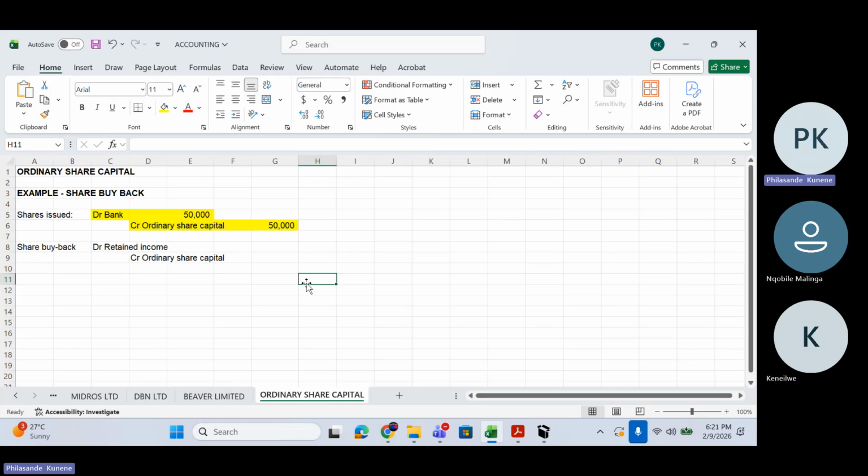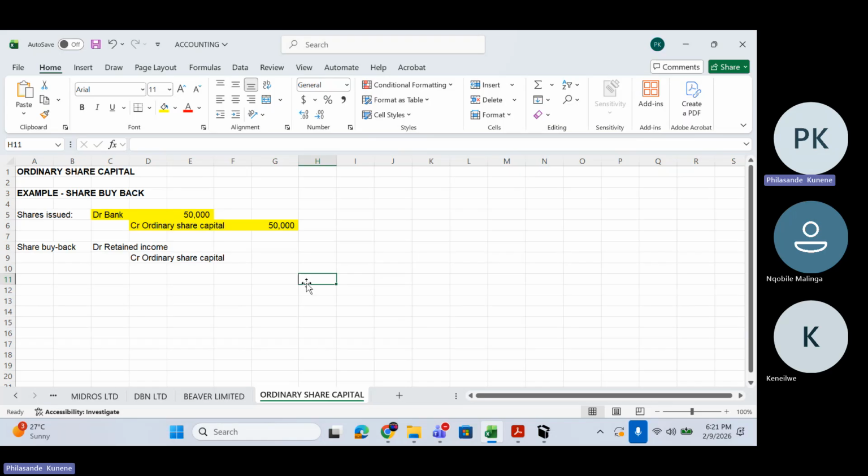Okay. Under shares issued, what did we do there? We debited bank, right? Why did we debit bank? Because we said we're receiving cash. And then we credited ordinary share capital, because ordinary share capital is increasing since we issued shares and we're having cash in our bank account. That is an equity account, and it increases on the credit side. The capital is increasing. So that's why we credited ordinary share capital 50,000 because we issued shares. Now that we're buying them back, I told you it's the opposite of what we did.